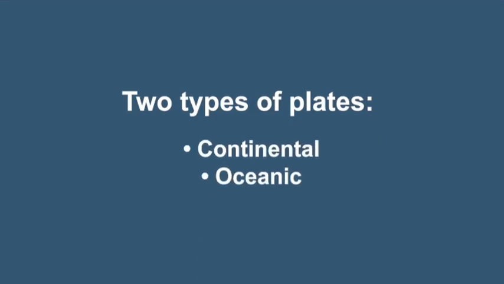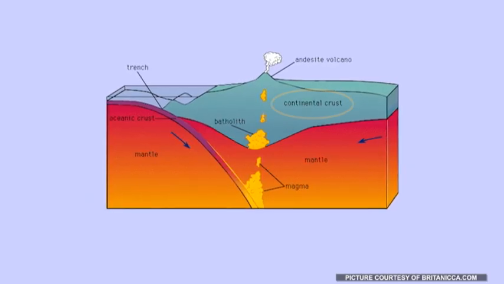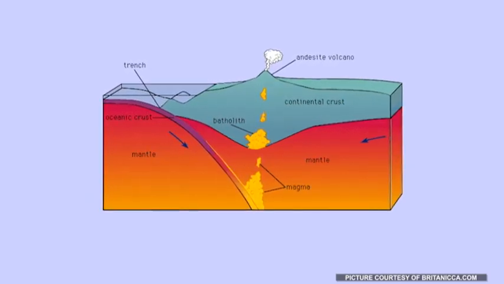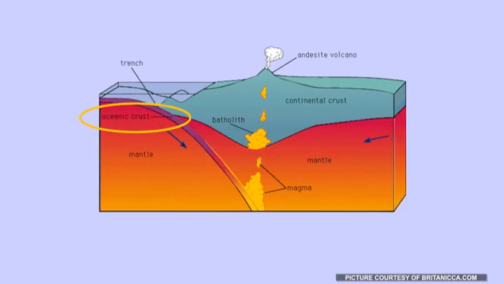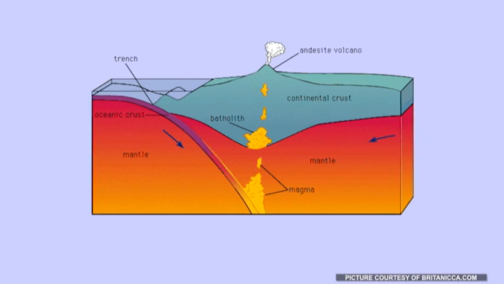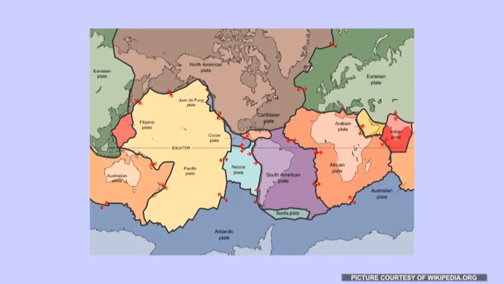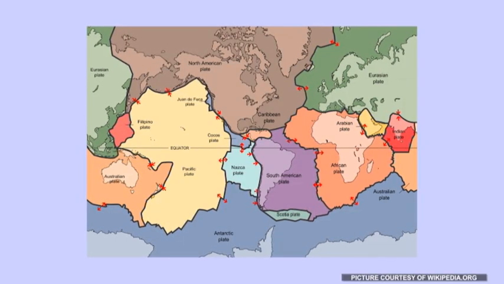There are 2 types of plates, the continental and oceanic plates. Continental plates make up the land part of the Earth. Oceanic plates hold the Earth's oceans. They are thinner yet denser than continental plates. Our planet is divided into 7 large plates, with several smaller ones scattered around them.